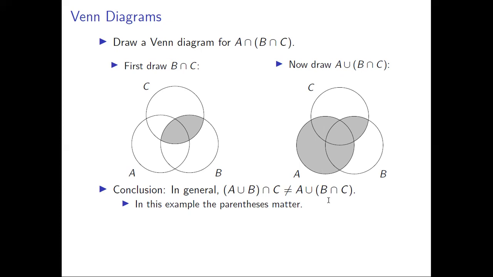And we see in this example, the parentheses matter because on both sides here we have A union B, and then intersected with C. The only difference is which one we do first. Do we do union first, or do we do intersection first? And it makes a big difference. So in this example, the parentheses matter.